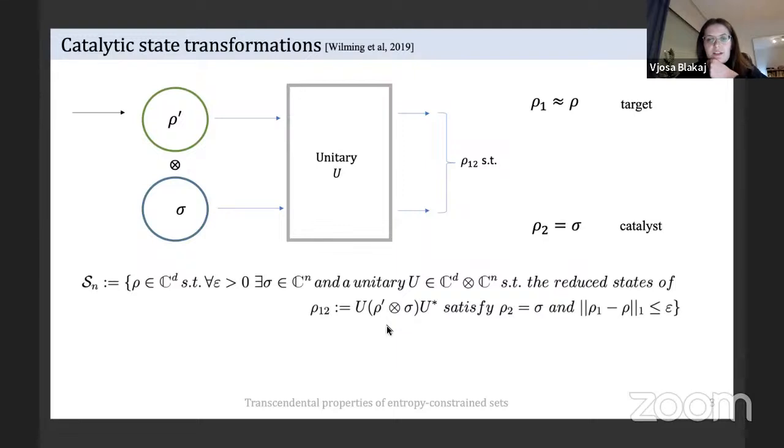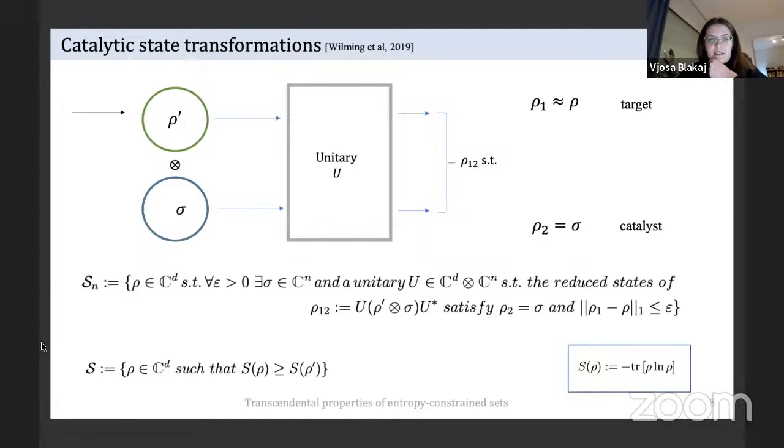And another subset that I will introduce is the set S, which is basically the set of all states that have a bigger von Neumann entropy than the initial state rho prime. We all know the definition of the von Neumann entropy, but I just wrote it here because I'm using the logarithm with the base e. And later on, I will explain that the base I'm using won't matter in the end.